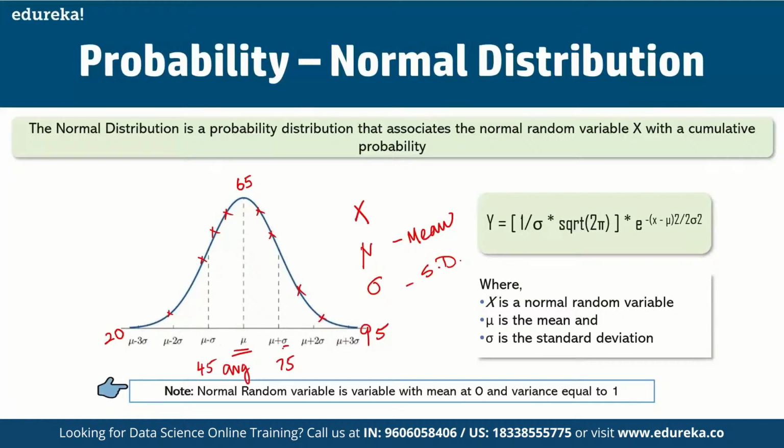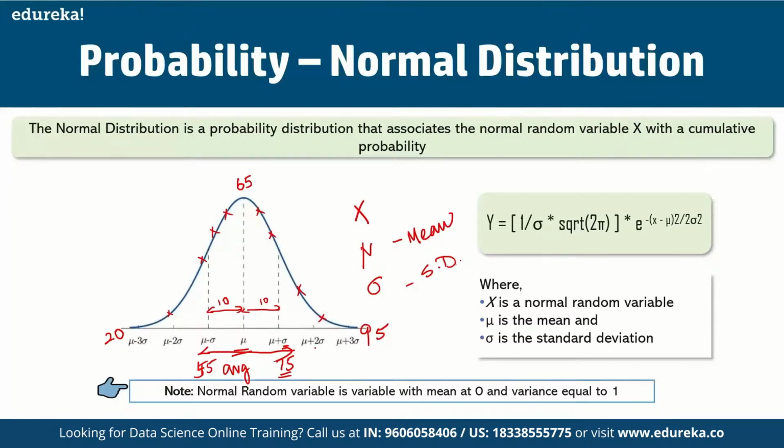What is this sigma here? Sigma indicates standard deviation. How far is the data away from the mean? Let's say we have a student who's got 75. How far is this 75 away from the mean? It is 10 units away from the mean. If it is 10 units here, it has to be 10 units here as well. That means this is going to be a range of, say, 55 to 75. So this is sigma. Sigma means standard deviation. That is one standard deviation away from the mean. So this entire range is one standard deviation away from the mean.